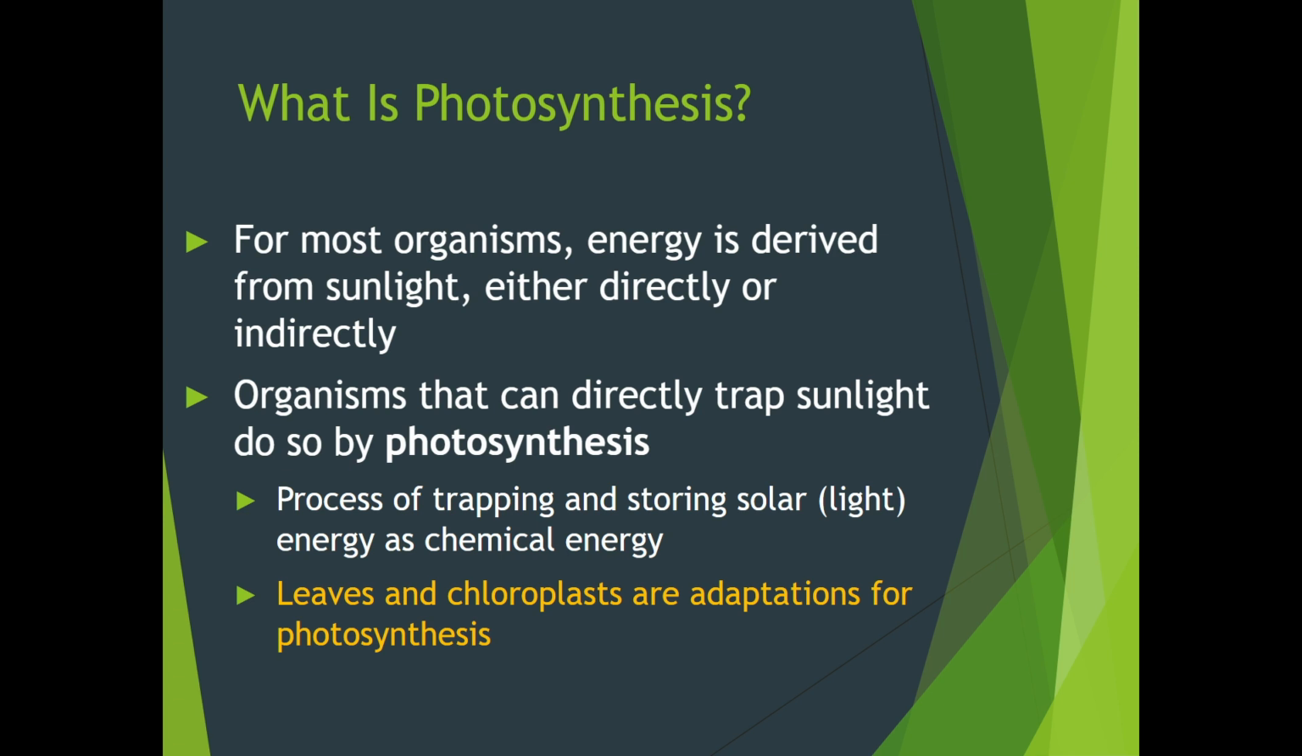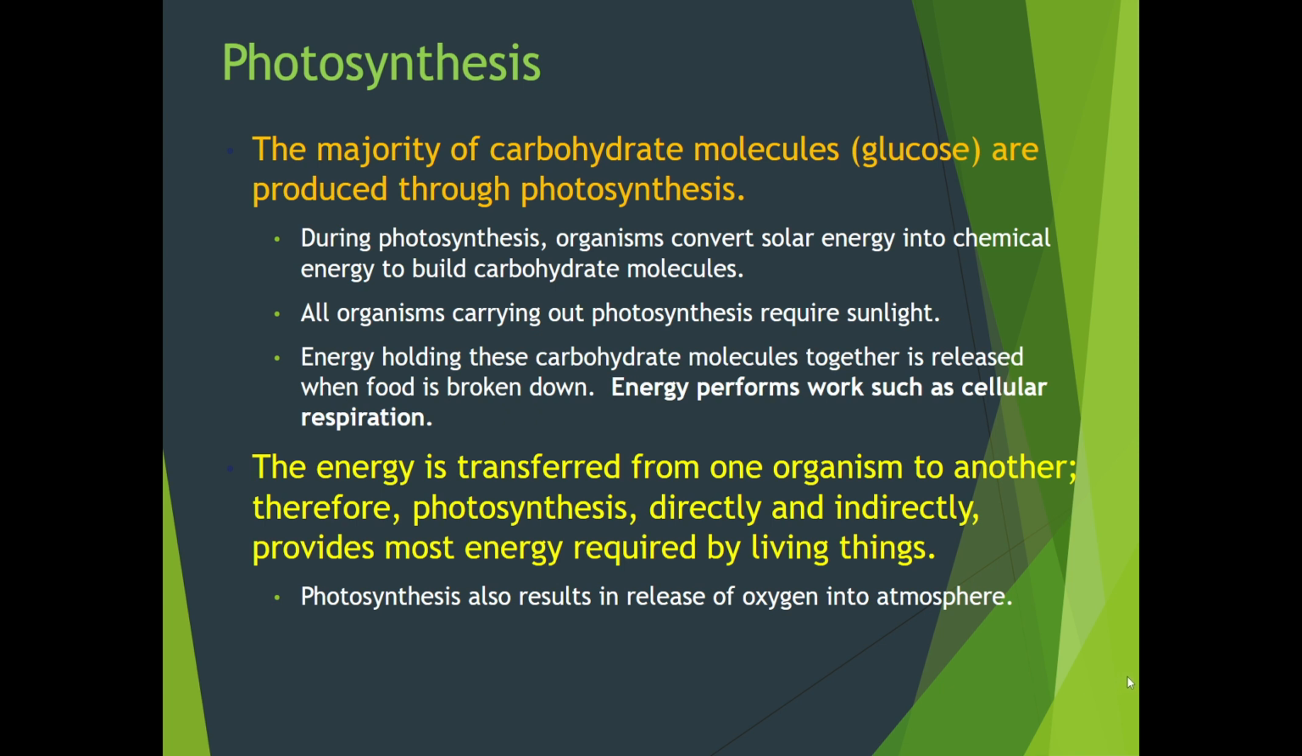There's plenty of adaptations for photosynthesis. And the majority of carbohydrate molecules, like glucose, are produced through photosynthesis. Organisms convert solar energy into chemical energy to build glucose or carbohydrate molecules. All organisms carrying out photosynthesis require sunlight, and energy holding these carbohydrate molecules together is actually released when food is broken down. We break down carbohydrate molecules to produce ATP. That's a process we've already looked at called cellular respiration.